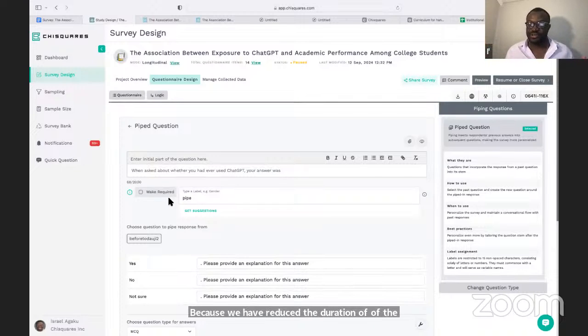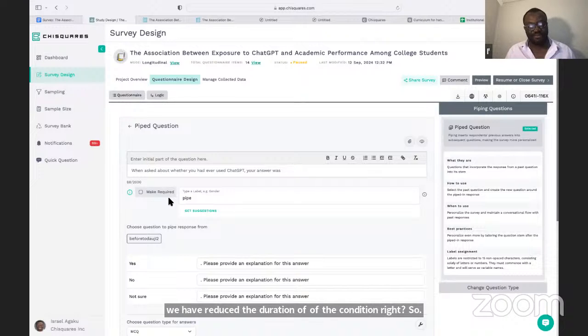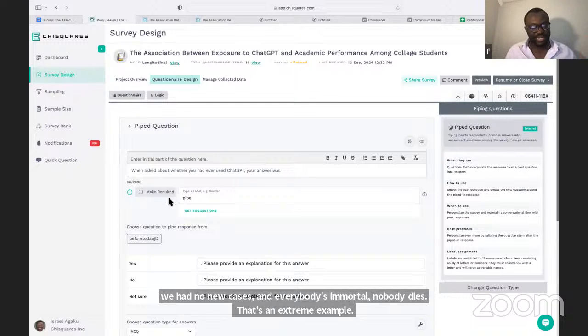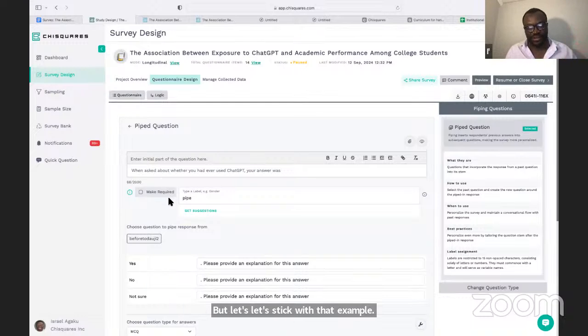So in a case where, sticking with the example of HIV, even if we had no new cases and everybody's immortal, nobody dies. That's an extreme example, but let's stick with it. In this case, the incidence is not changing, or it has been reduced to the barest minimum. The prevalence will still continue to be the same, because the duration is the lifespan, right?